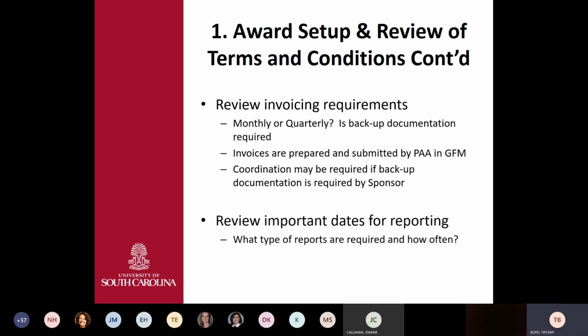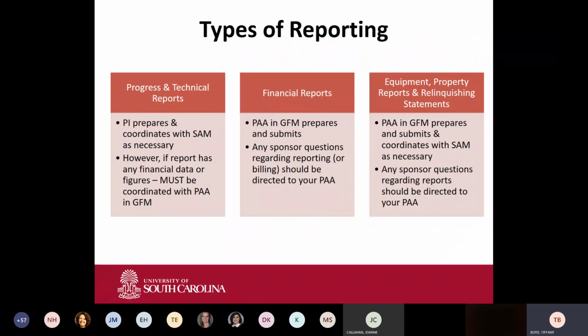And then also make sure you know any important dates for reporting and what type of reports are required and how often they're required. So of course, then that begs the question, well, what types of reports may they be? So here are the most common types of reporting. You've got progress and technical reports. Those are generally prepared by the PI and they coordinate with SAM as necessary.